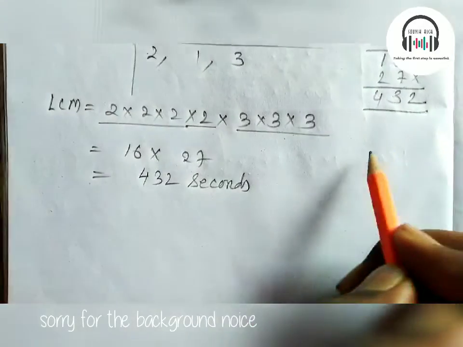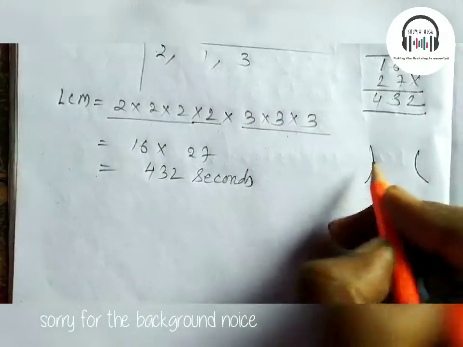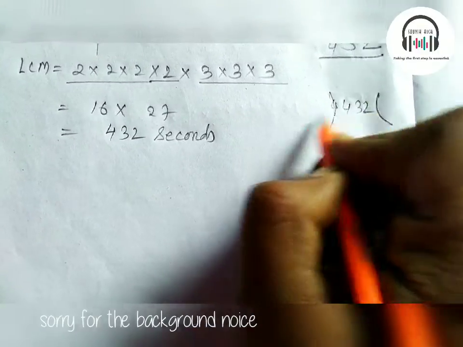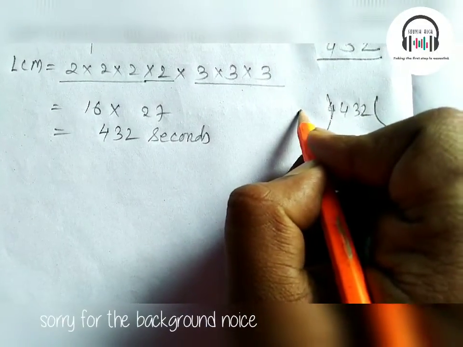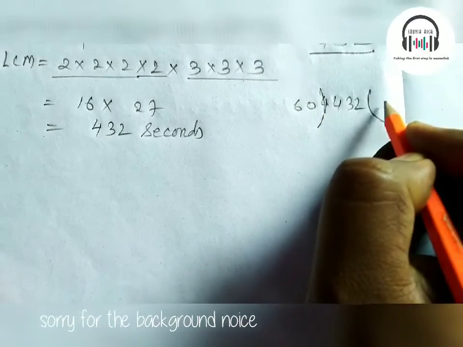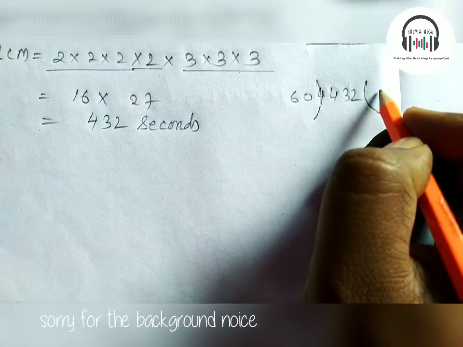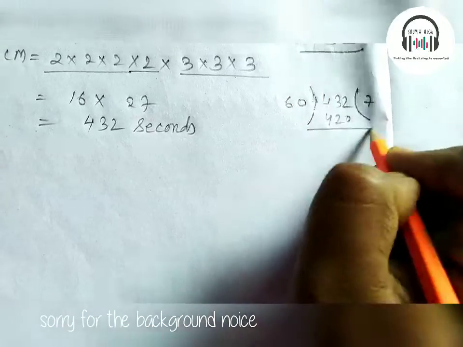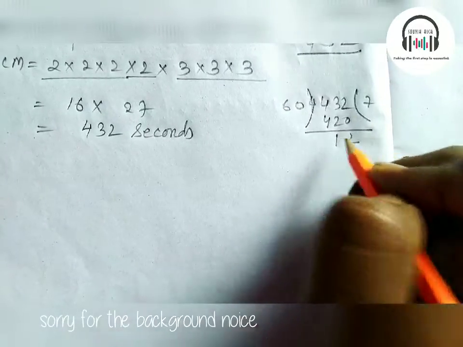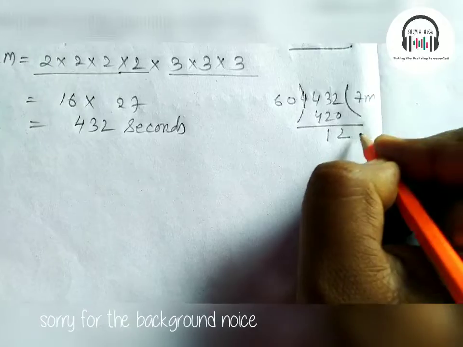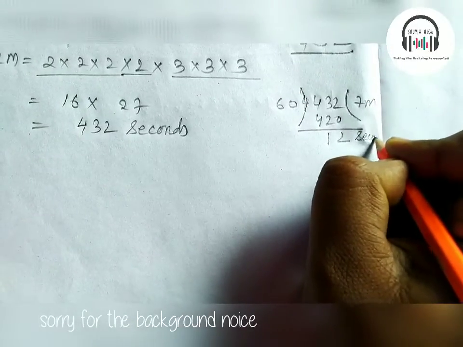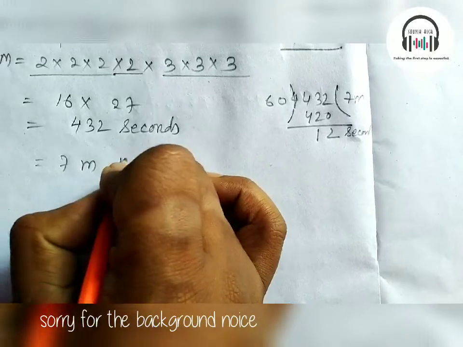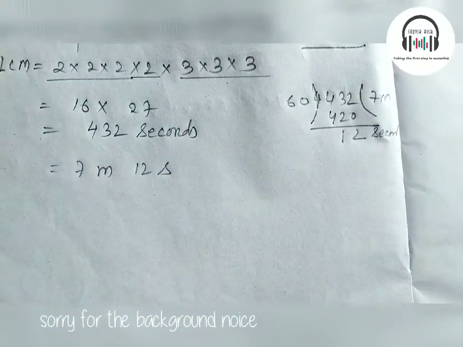And if we convert 432 seconds, dividing by 60, we get 7 minutes 12 seconds. 7 minutes 12 seconds.